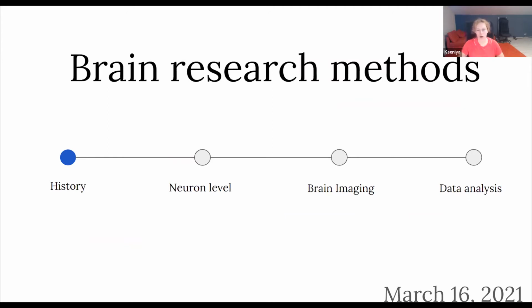As I said, our today's topic is the brain research methods, and there will be 4 parts. The first part is the short story. The second part is about methods to investigate the brain at the neuron level. The third part is about brain imaging, mostly about non-invasive methods. And the last part is a few words about data analysis, mostly about EEG, which we will use in the next class.